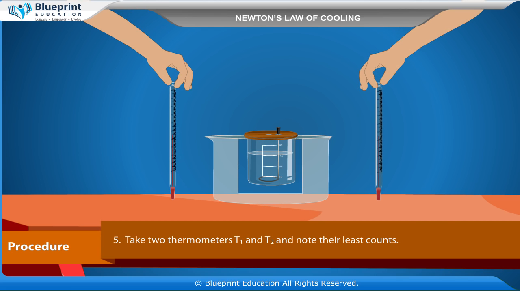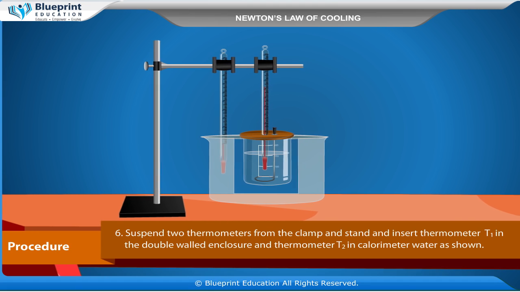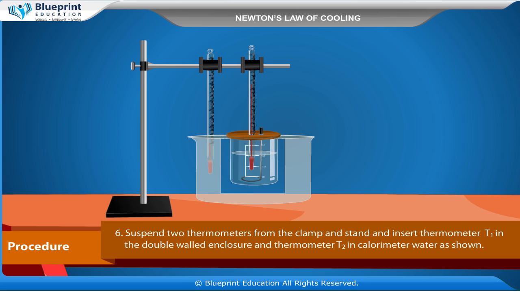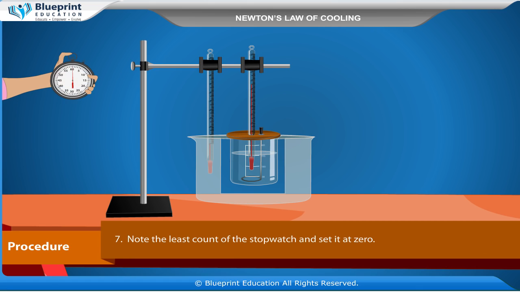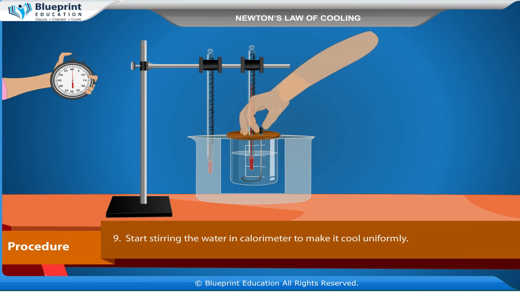Take 2 thermometers, T1 and T2, and note their least counts. Suspend 2 thermometers from the clamp and stand and insert thermometer T1 in the double-walled enclosure and thermometer T2 in calorimeter water as shown. Note the least count of the stopwatch and set it at 0. Note the temperature of water θ0 with thermometer T1 in enclosure. Start stirring the water in calorimeter to make it cool uniformly.